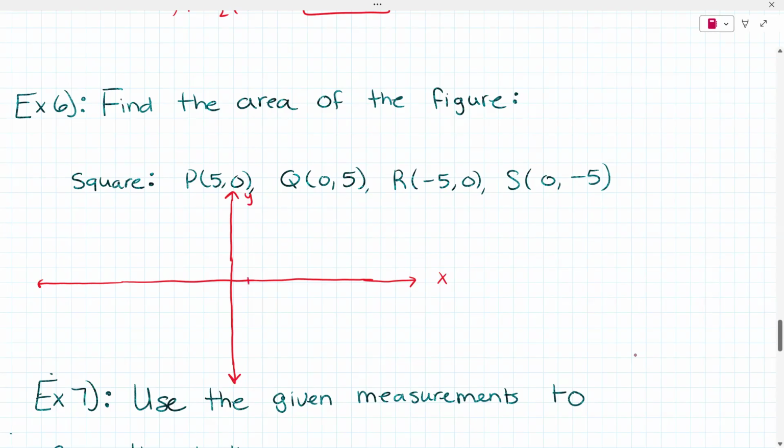Five is 1, 2, 3, 4, 5. Point Q is 0, 5, so that's 1, 2, 3. Point R is negative 5, comma 0. It's 1, 2, 3, 4, 5. Point S is 0, comma negative 5. So that's 1, 2, 3, 4.